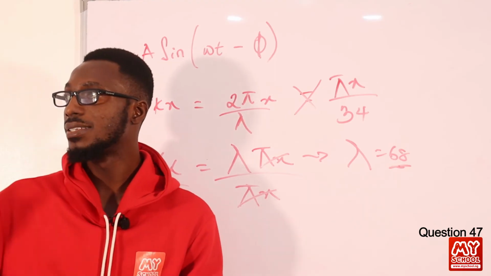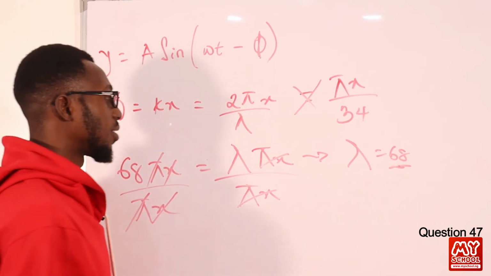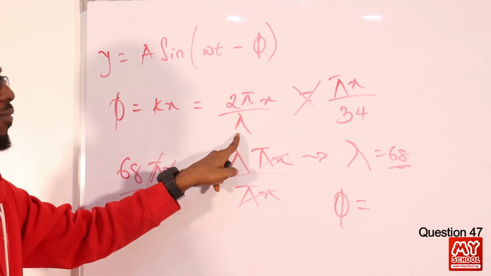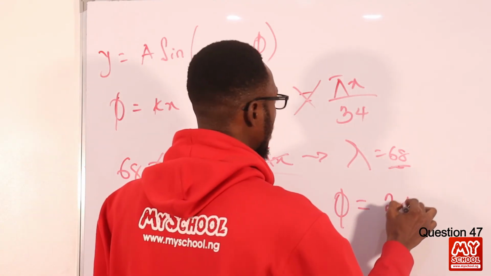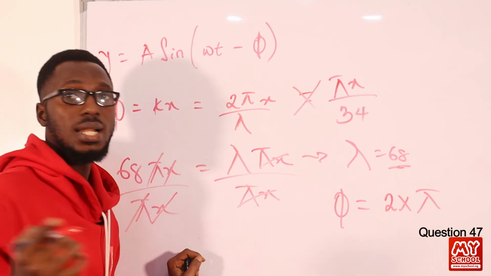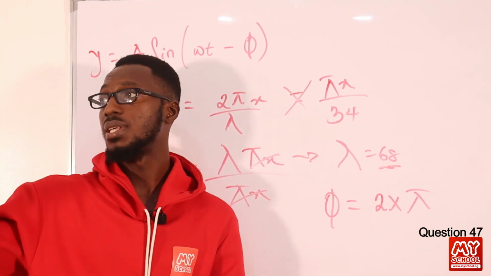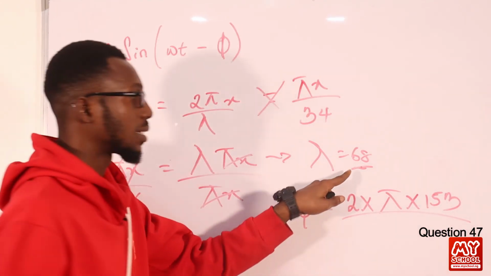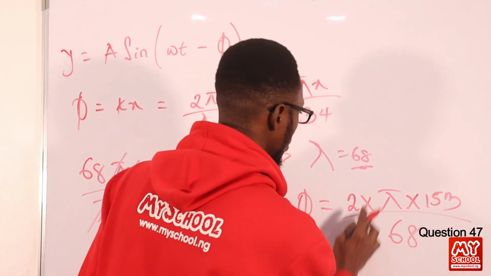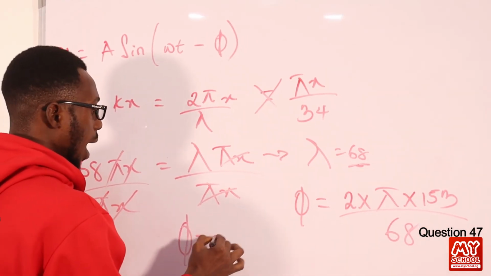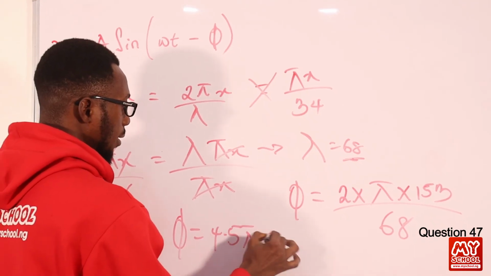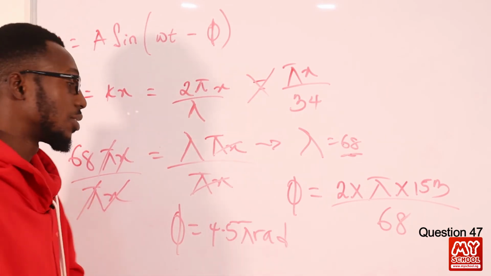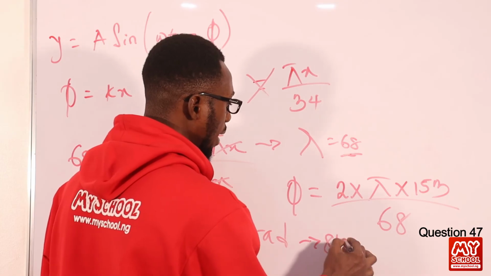So we are asked to find the phase difference. Recall that this is actually 2 pi x over the wavelength. So that will be 2 times pi times the horizontal displacement. We can say the 2 layers are separated by 153 centimeters, so that's times 153 over 68. If we divide this using our calculator, we should have 4.5 pi rad. Remember, we measured this in radians.